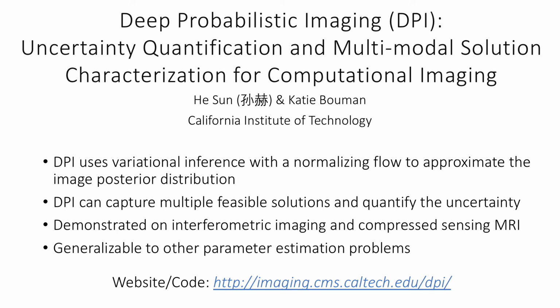In summary, in this talk, we present Deep Probabilistic Imaging, an unsupervised approach that learns a normalizing flow generative model to approximate the image posterior distribution in computational imaging. This method is able to capture multimodal solutions and quantify the uncertainty of the reconstructed image. We've demonstrated this method on both radio interferometric imaging and compressed sensing MRI problems. We believe that this is a general framework for efficient uncertainty quantification that is applicable to other imaging and parameter estimation problems. Our code has been published online.